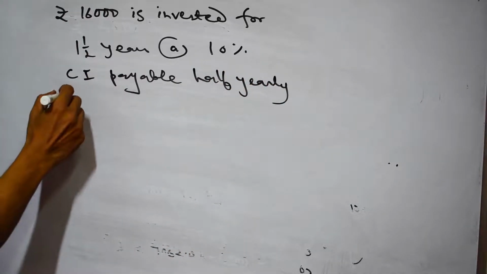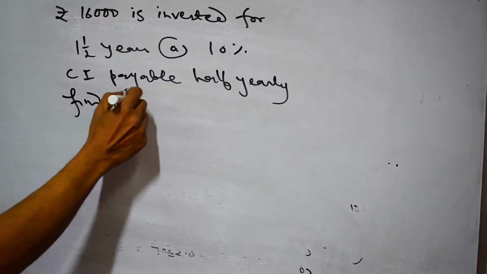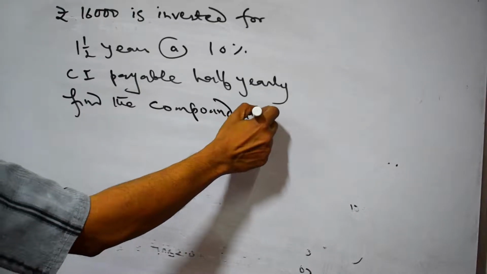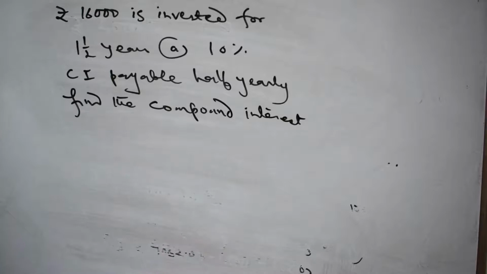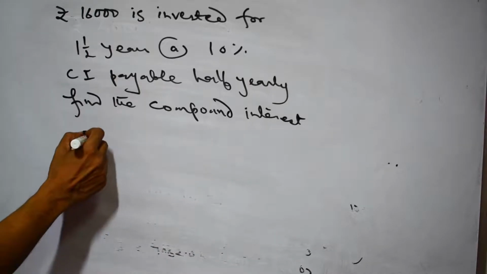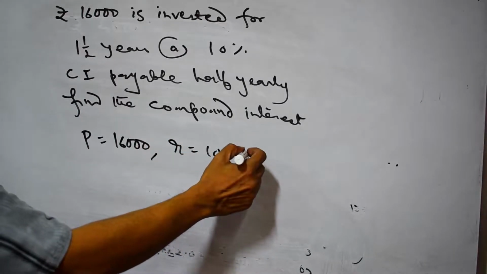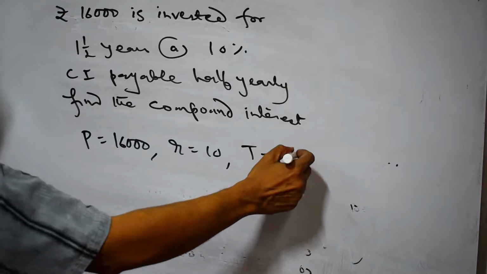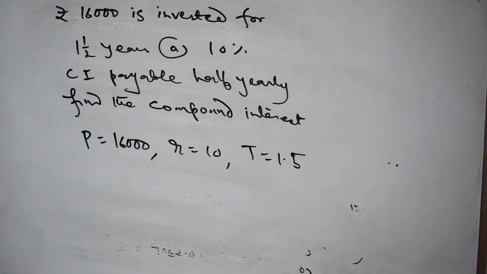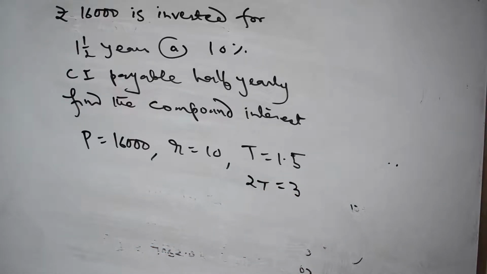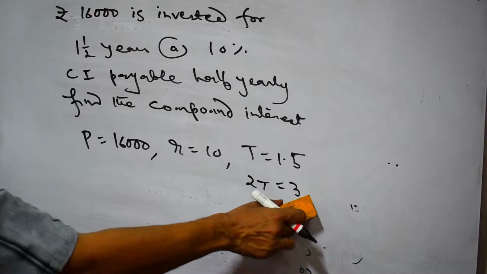Now find the compound interest. Find the interest when it is compounded half yearly. So what we are having, P is 16,000, R is 10, time is 1.5, but for 6 months, so we need 2 times T, which is 3. Actually it is 6 months interest, therefore 1.5 years will give you 3 times interest. That is why we are getting this 2T.